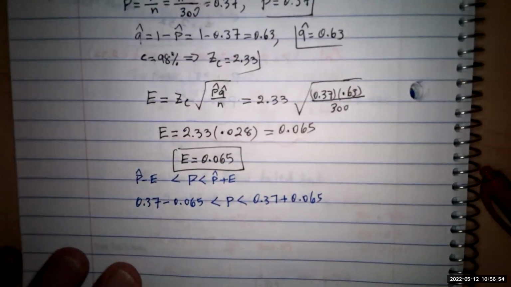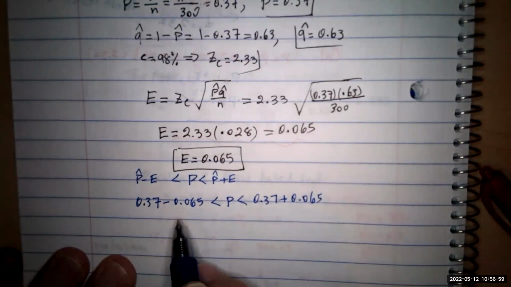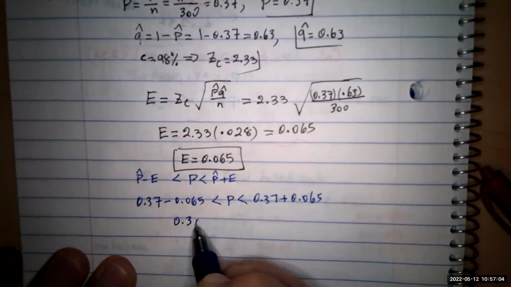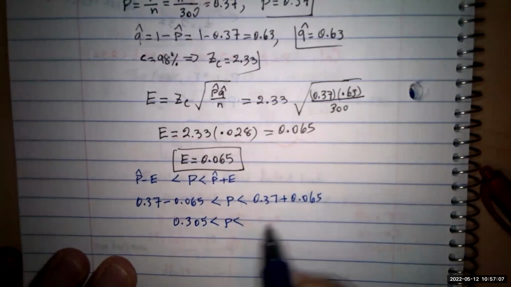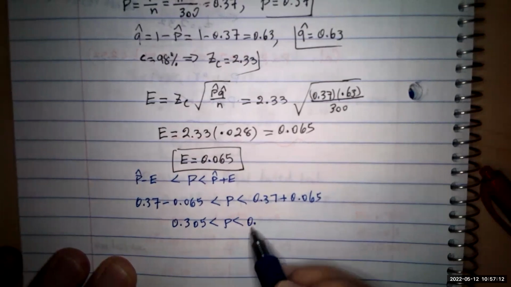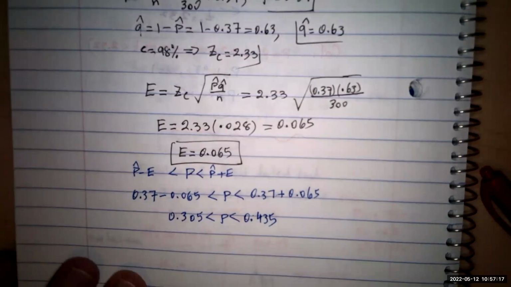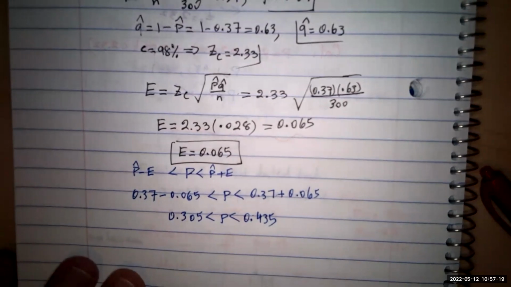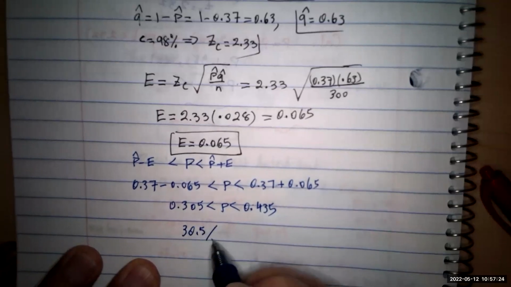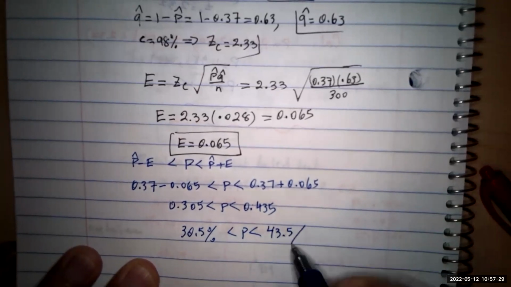Then you put them together, and over here you get 0.305. And if you add it here, that gives you 0.435. Okay, so that's a proportion, but we express this one in percent because it's a probability. So we get 30.5% and you get 43.5%.